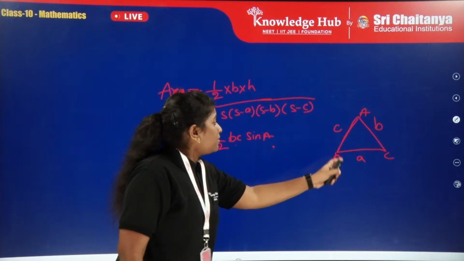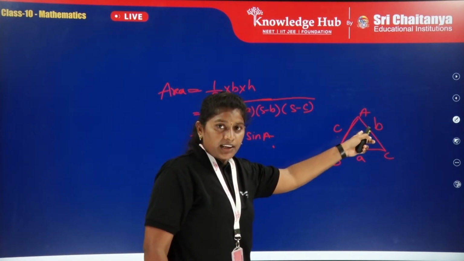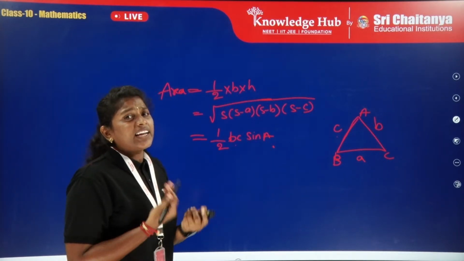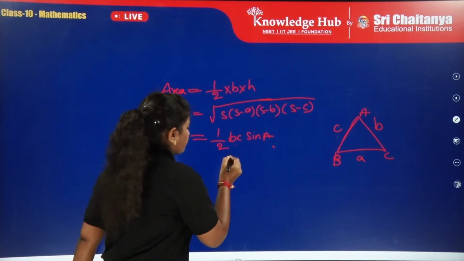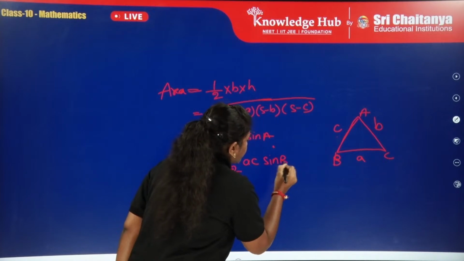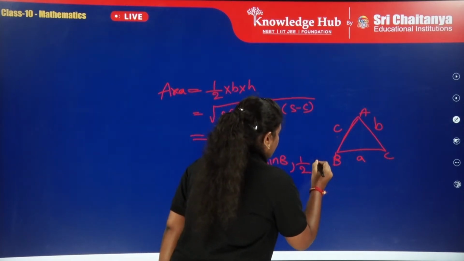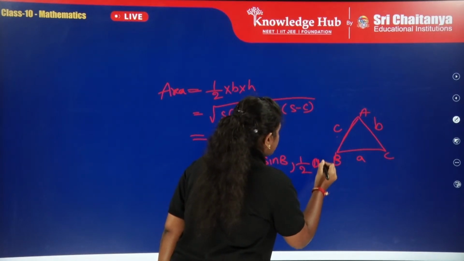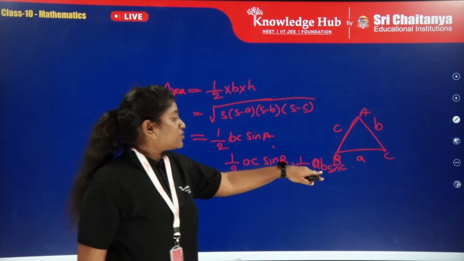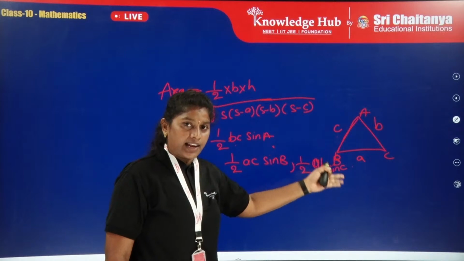Now if I only consider the side BC, then I am left with the angle A, so I include sin A. It can further be given as 1 by 2 AC into sin B, and further 1 by 2 AB into sin C. So whatever angle or side is missing from the triangle, you can include in the sine.